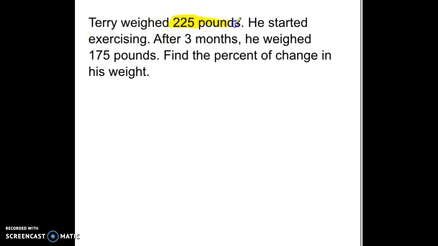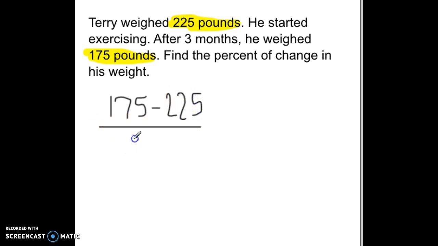So Terry weighed 225 pounds. He started exercising. After 3 months, he weighed 175 pounds. Find the percent of change. So we'll do the new amount, which was 175, minus the original amount, which was 225, and we'll place that over the original amount, 225, and we'll multiply it by 100.